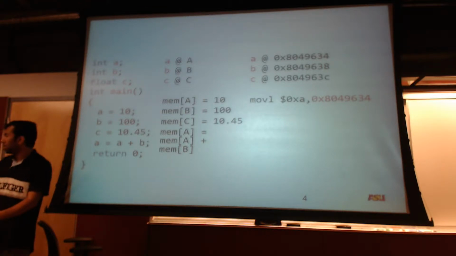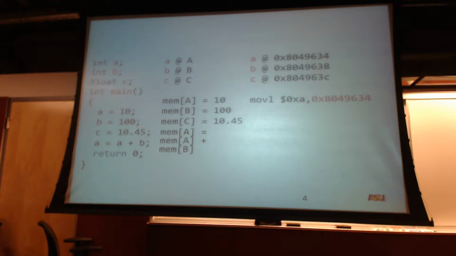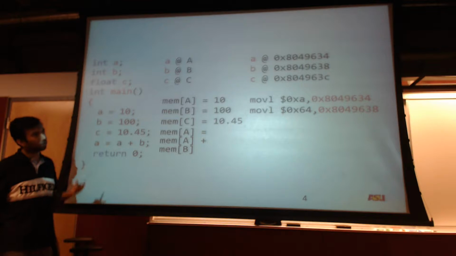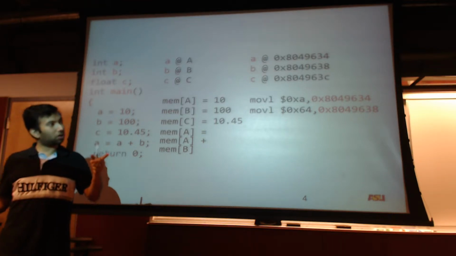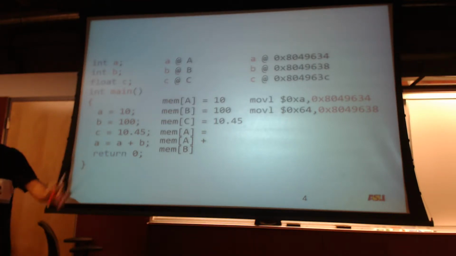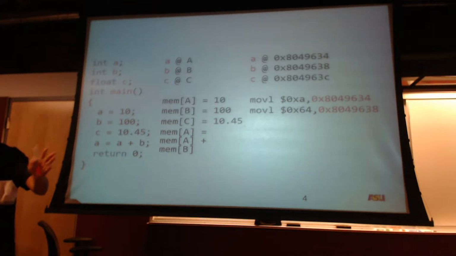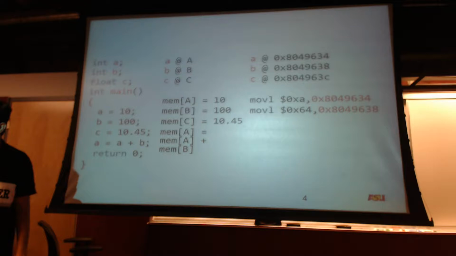Right? Then you move the value 100 to the location of B. So 64 in hexadecimal, if you convert to decimal, becomes 100. So move the value 100 into the location of B. So exactly what we thought, that's what happened. Right? You take the value 100, put it into the location of B.